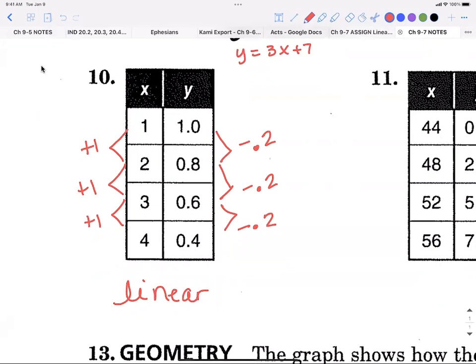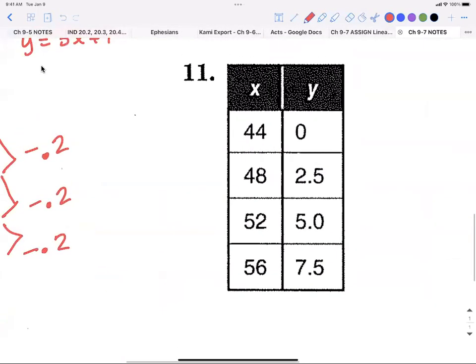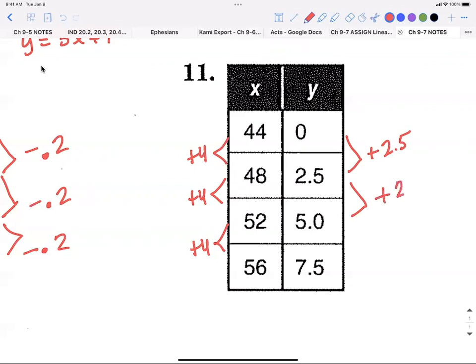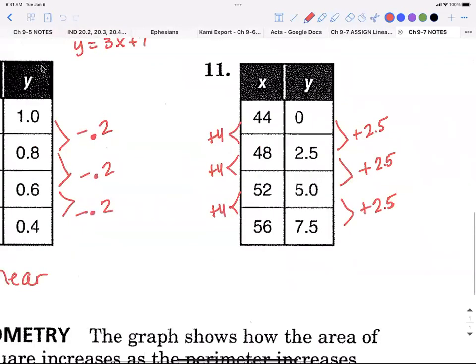Okay, let's check our rate of change on number 11. First, let's check our x. Now, 44 to 48 is an up move, right? We're going bigger numbers. So +4, +4 again, +4 again. Okay, I'm good there. Let's check how our y changes. I go +2.5. What's my rate? What's my change from 2.5 to 5.0? +2.5. How about to 7.5? +2.5. Is that a constant rate of change? That's a rise over run that never changes, right? So it's linear. Because, and if you need to remind yourself, it's because it's a constant rate of change.